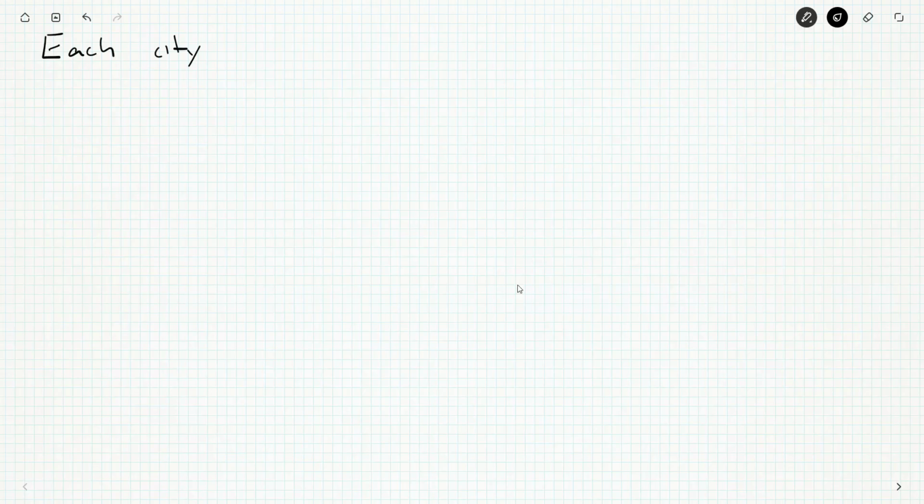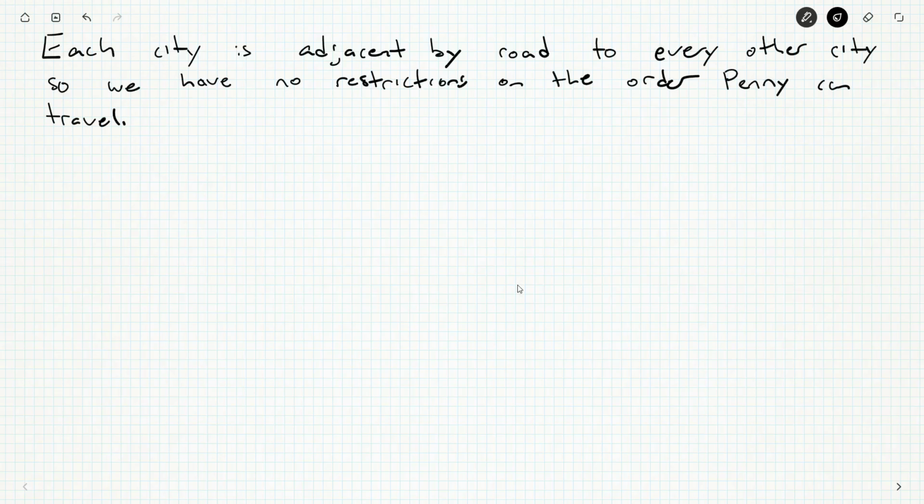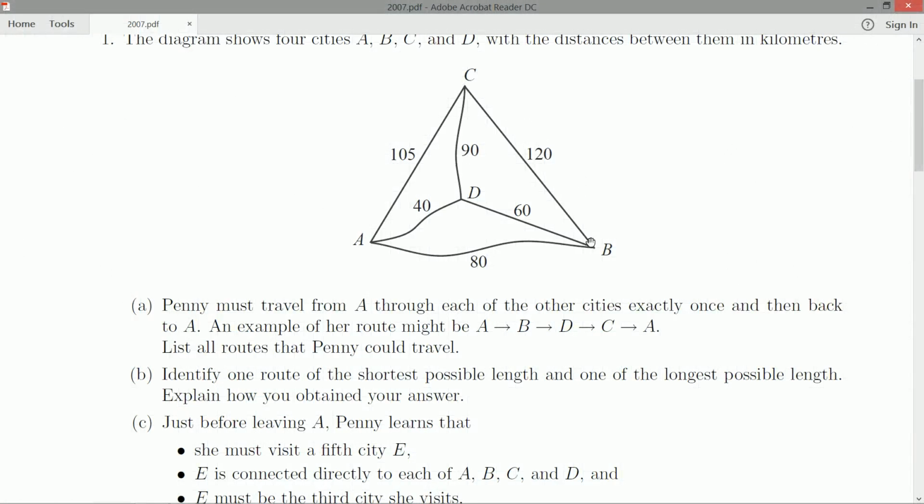So each city is, you could say directly connected, or you might say something like adjacent by road to every other city, not to another city. So, adjacent by road to every other city. So we have no restrictions on the order Penny can travel. Whereas, as I was saying before, if, for example, BC didn't exist, you'd have to go ACDB or ABDC, but you could never go ACBD.